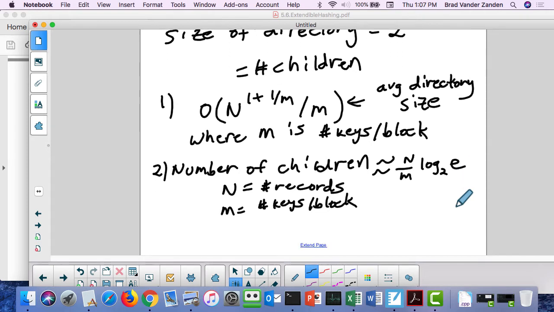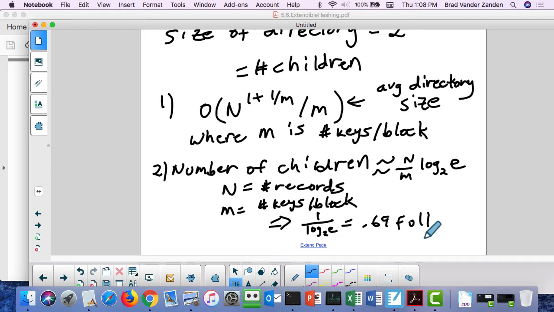Okay? What that implies is that on average, the percent full is 1 over log 2 of e, which is about 0.69. It turns out that every leaf is about 0.69 full on average. You get that because if you have 1.44 times the minimum number of blocks, 1 divided by 1.44, or 0.69, is going to give you roughly how full each leaf is.